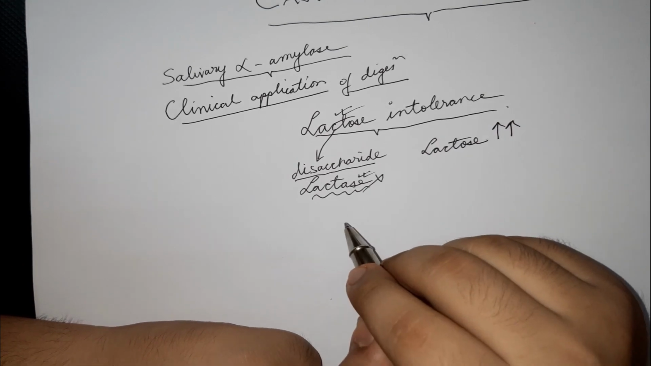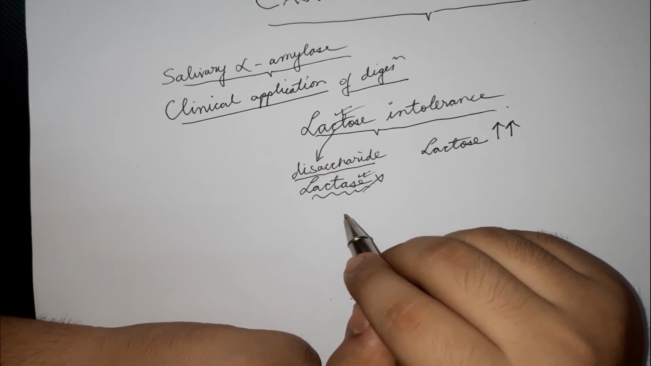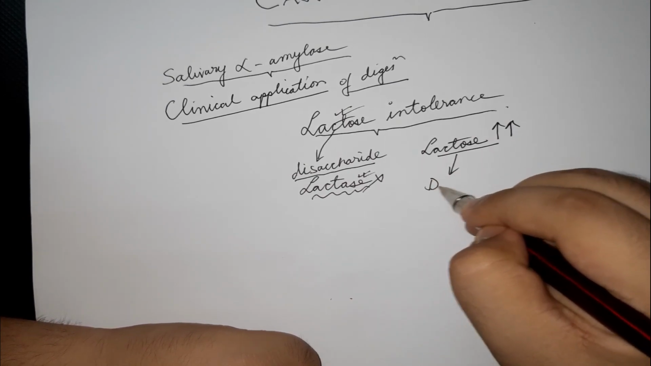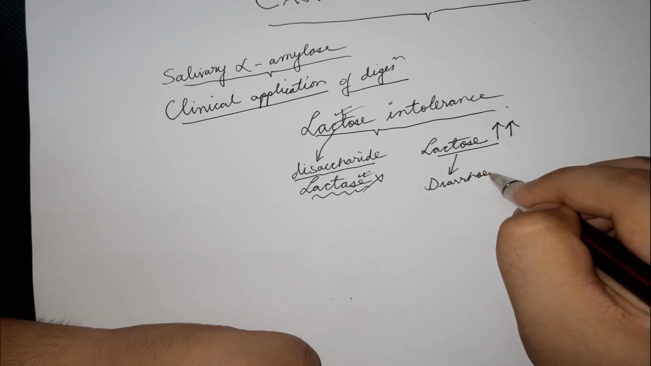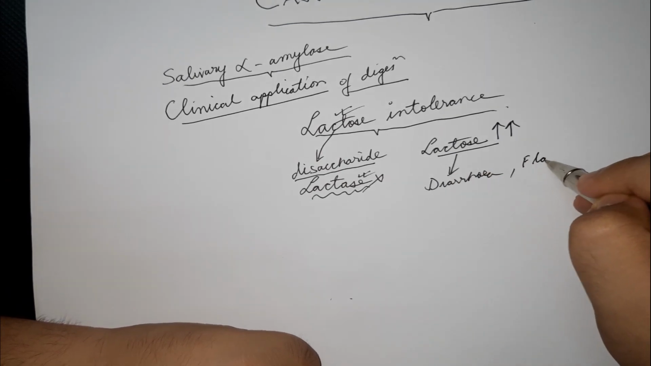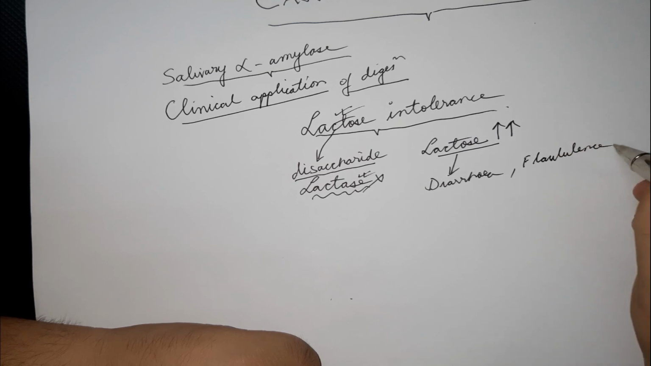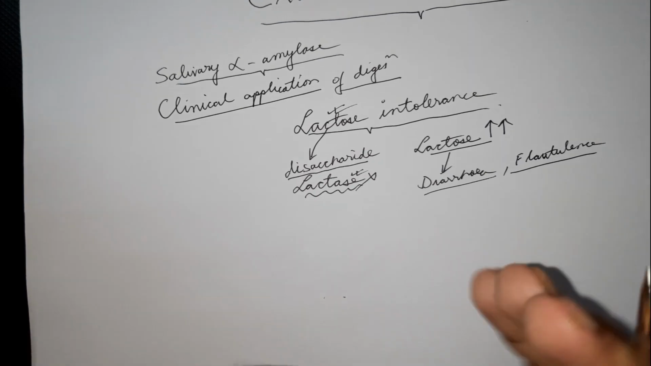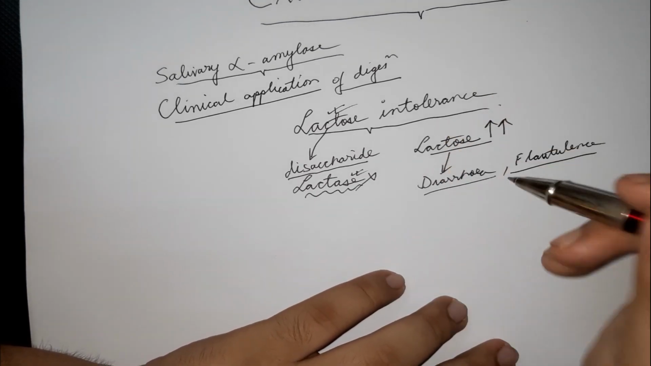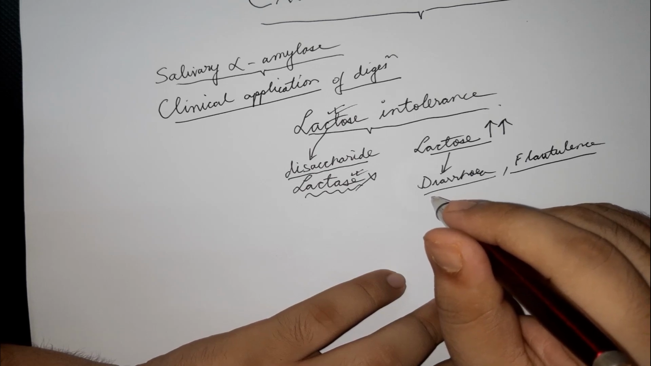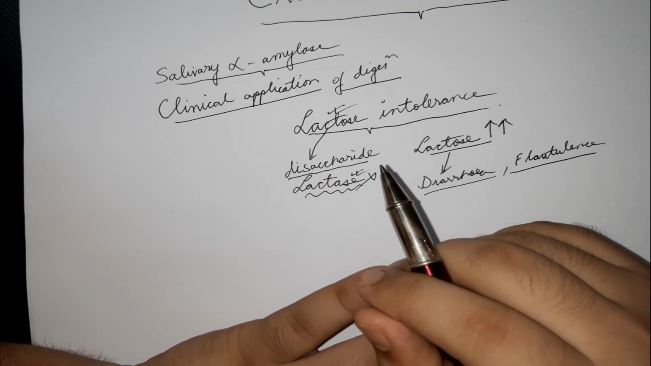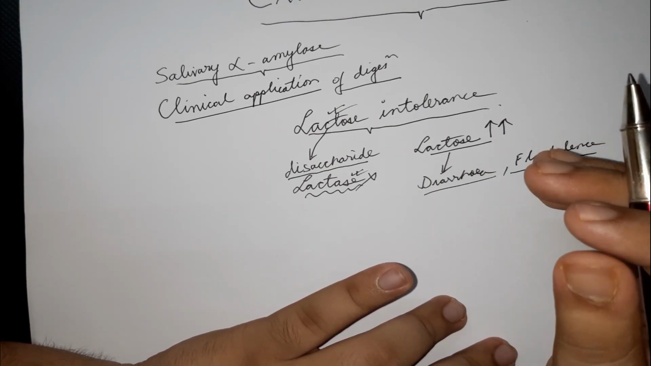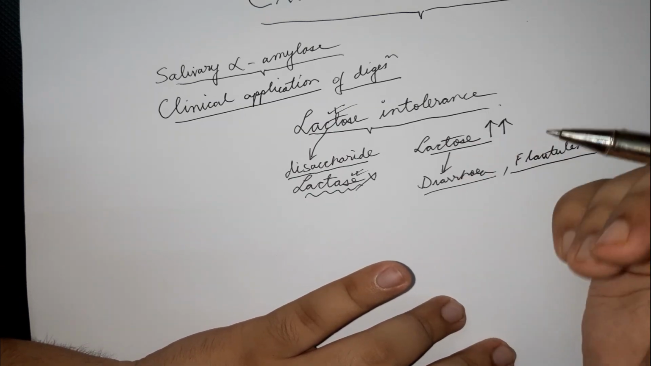It will start accumulating in the intestine, and that would in turn lead to conditions like diarrhea or flatulence, right? Diarrhea, flatulence, these are some of the manifestations of lactose intolerance, right? So this condition, how can it be treated?